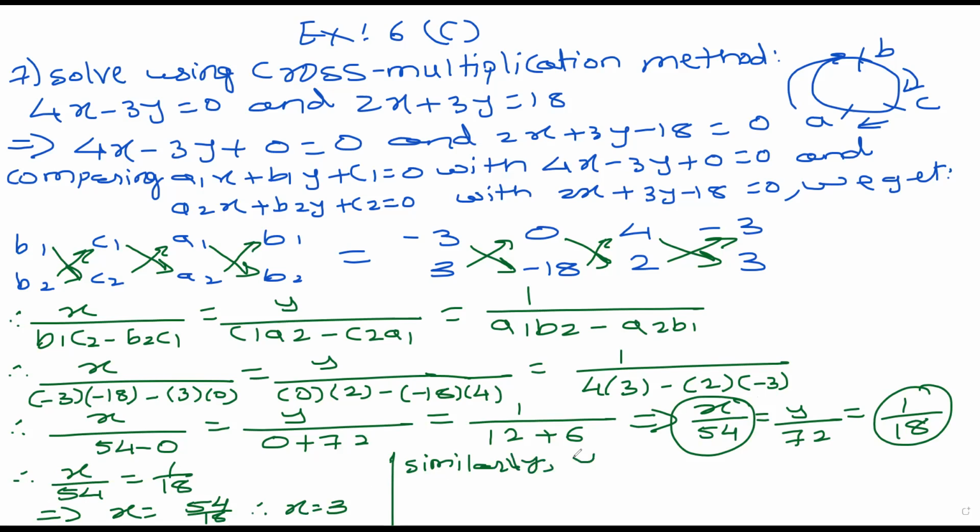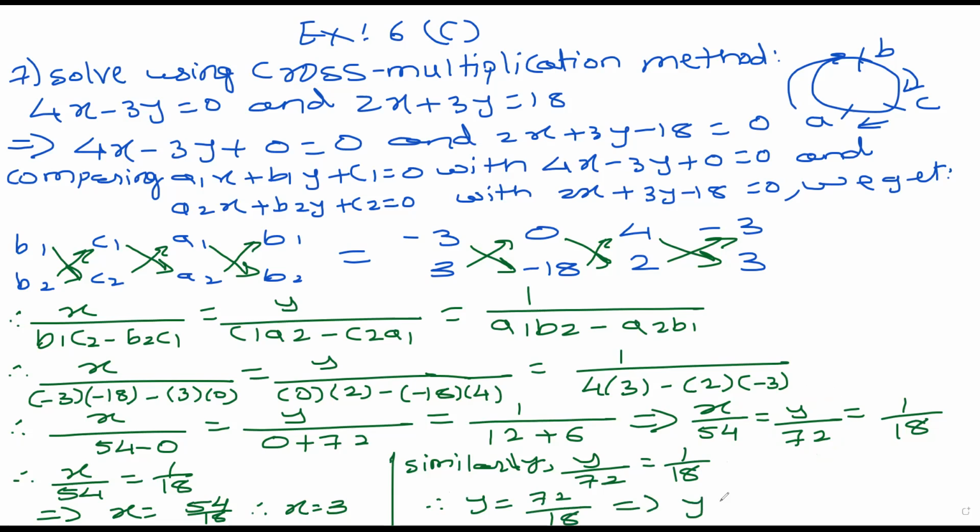Similarly, you can write y upon 72. Now you take these two parts, this and this. So you get y upon 72 is equal to 1 upon 18. If you cross multiply, y is equal to 72 upon 18. This means y is equal to 4. So finally, the solution is x is equal to 3, y is equal to 4. That's all.